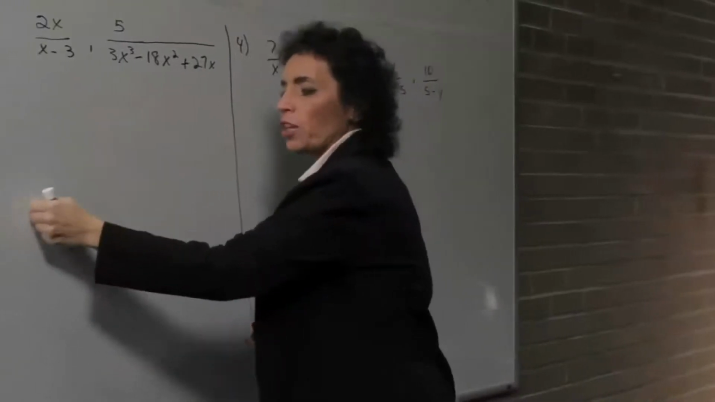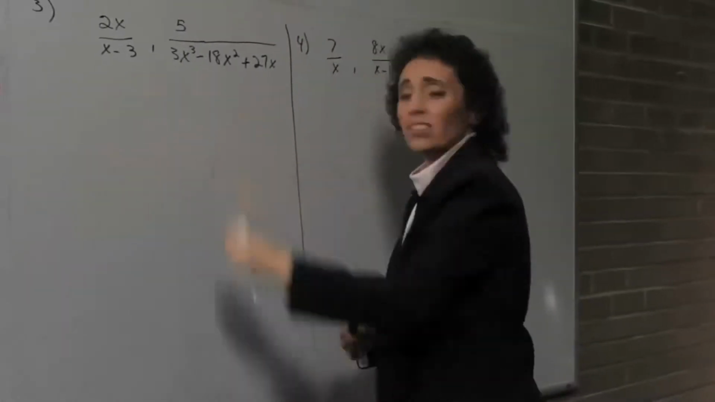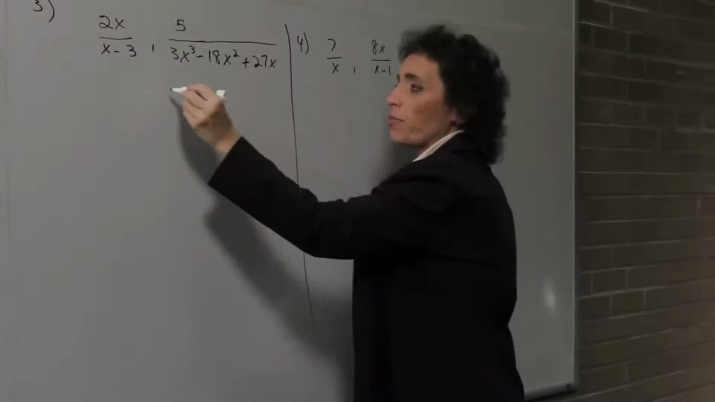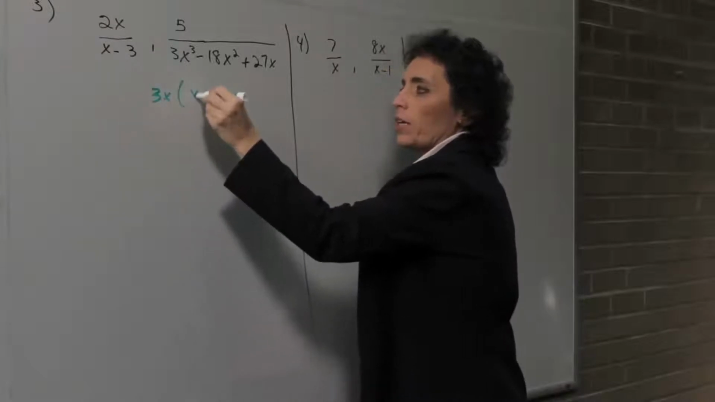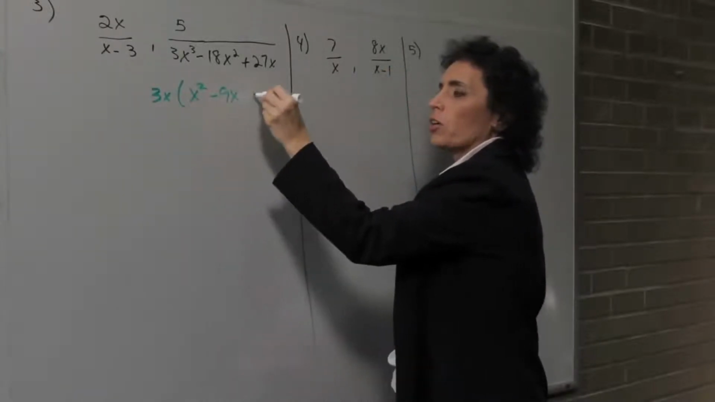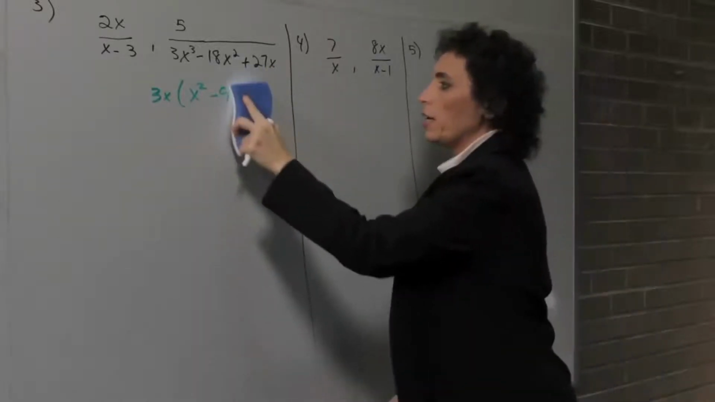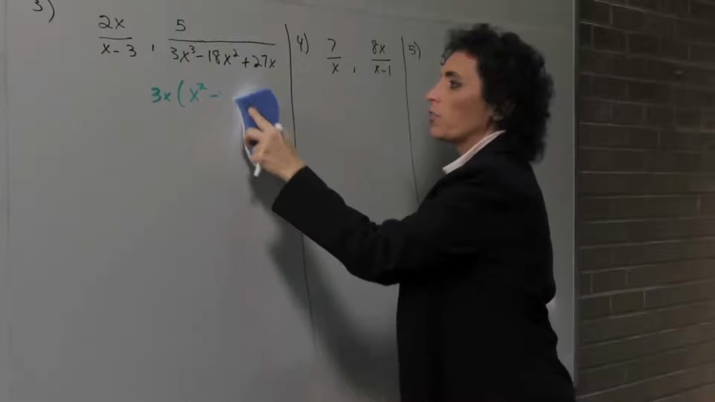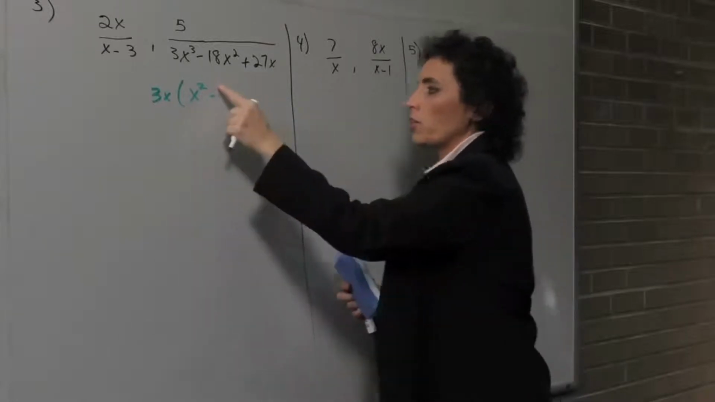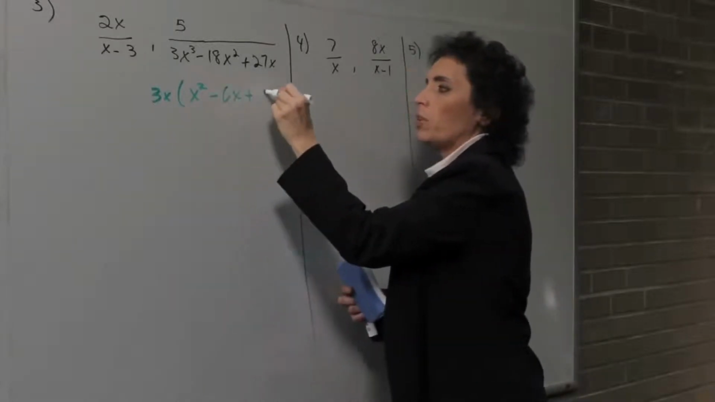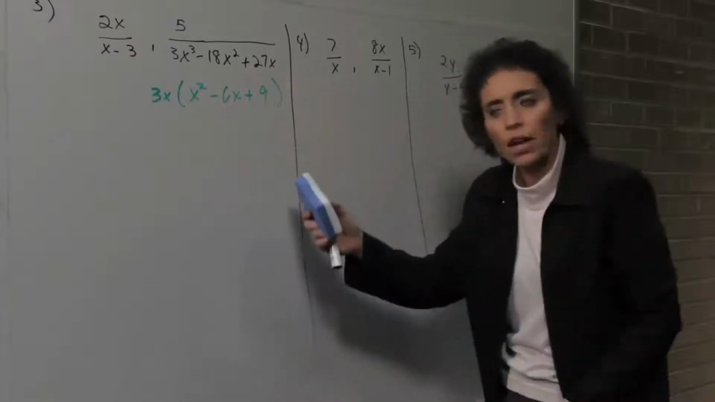X minus 3, there's nothing we can do there because that's linear. This looks like a mess. We're going to have to factor out a 3x. And we get x squared minus 9x. Nope, not 9, 6. Right? Because we're dividing by 3. So everything gets divided by 3x. So x squared minus 6x plus 9. Okay, now we're going to have to factor that.